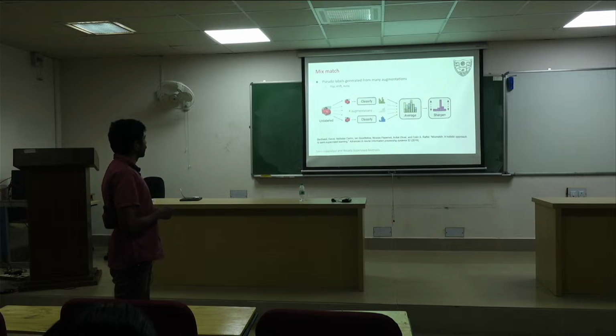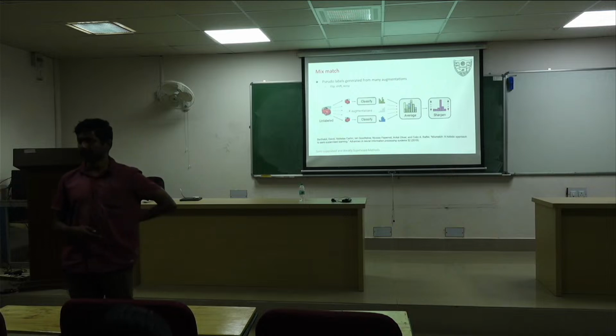So here, what they do is what is called MixMatch. You generate pseudo labels from many augmentations. You have an unlabeled input, and I don't know whether this is a car or a bus or anything. So you take this input and make a lot of augmentations: one is the car here, one is its flipped version, maybe a rotated version, everything. So you get some prediction, some probability at the output.